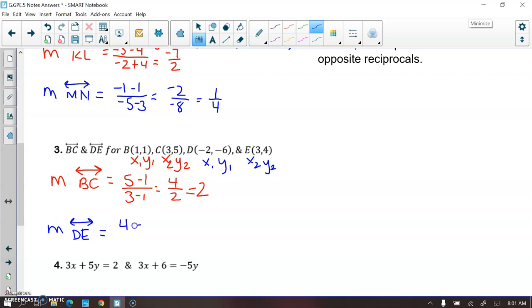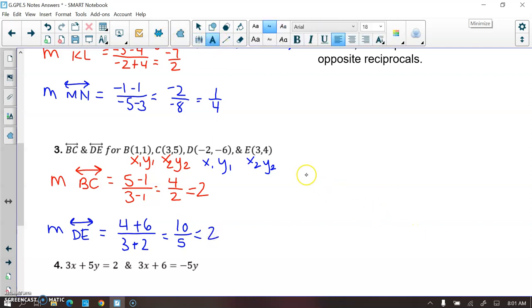So y2 minus y1, minus a -6 would give you a +6. And then x2 minus x1, minus a -2 is a +2. So I have a 10 over a 5, which is a slope of 2. So since the slopes are the same, these lines are parallel.